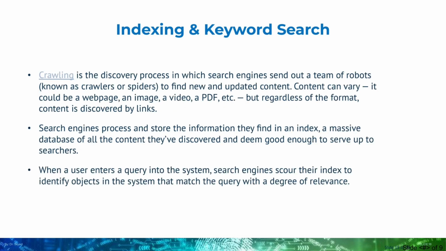How do search engines, and by extension, eDiscovery tools, find and retrieve information? First, they crawl. Crawling is the discovery process where automated programs, often called spiders or crawlers, find new content like web pages or PDFs by following links. Second, they index the content, storing it in a massive database. Finally, when you enter a query, the search engine scours its index to match your query to relevant content. This is the backbone of keyword searching.